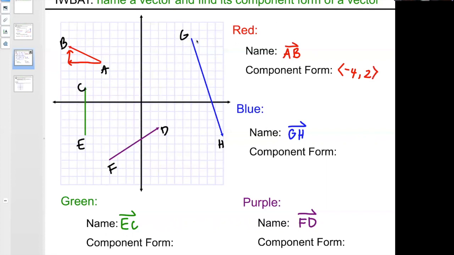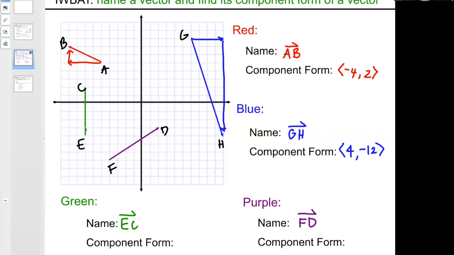So start again at the initial point, go towards the terminal point, do horizontal first, then vertical. So for this blue one, okay, we're going to do the horizontal component first. So count that 1, 2, 3, 4 to the right. So the horizontal component is a +4. Then do the vertical component. So that's going to be down. So this one is going to be a negative, and then count that. 1, 2, 3, 4, 5, 6, 7, 8, 9, 10, 11, 12. So this one is 4, -12 for the components of that blue vector.